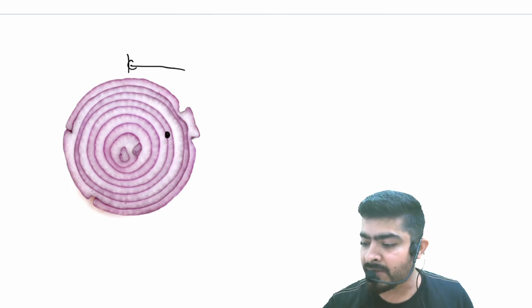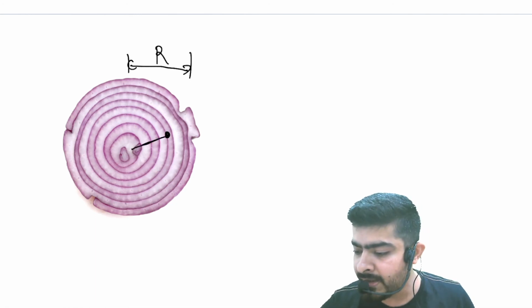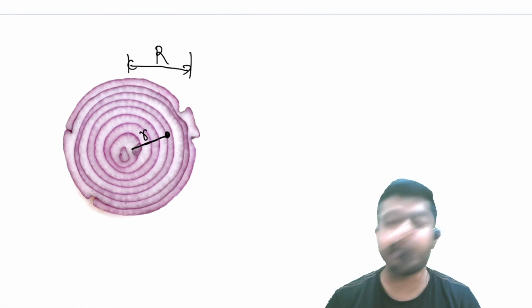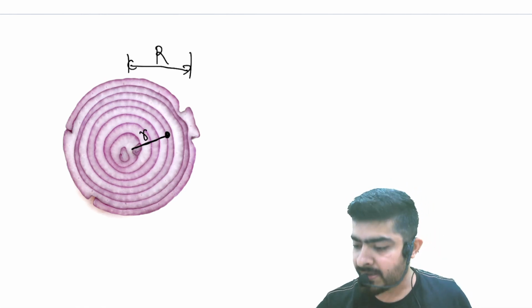Okay, so this is my solid sphere, correct? Now I can divide the solid sphere into two regions. Suppose I want to find the electric field inside the solid sphere at this point. The radius of the sphere is capital R. I want to find the electric field at distance small r from the center. So how do I find the electric field? Easy. Divide the sphere into two sections.